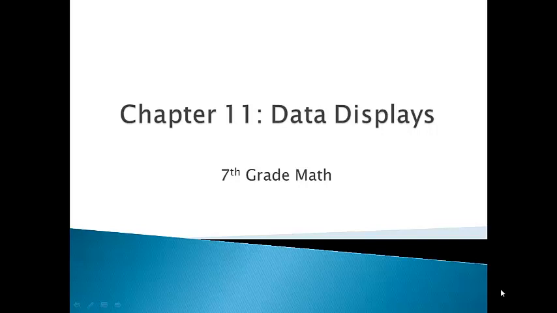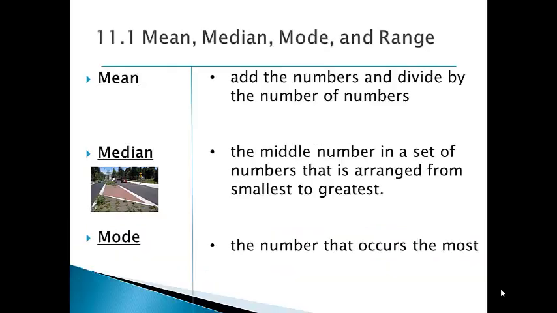Those are your mean, median, mode, and range. So let's talk about the mean. How you find the mean, that's another term. It's kind of the fancy math term for average. What is the average? So you add the numbers and then divide by the number of numbers.